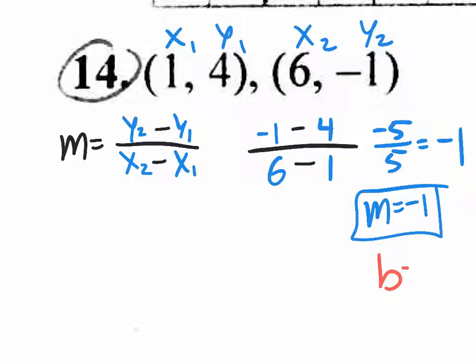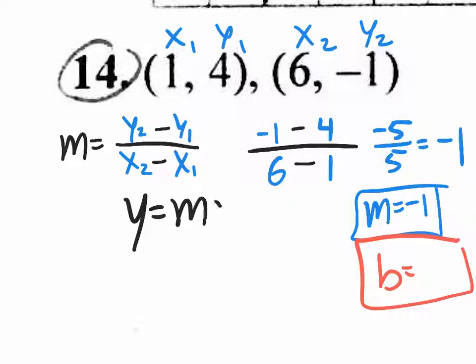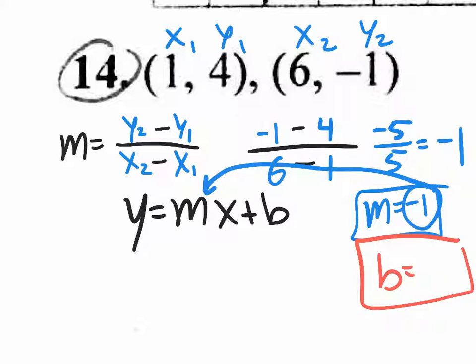We also need the b value. And in order to find the b value, we're going to take what we have so far and put it all into the equation y equals mx plus b. So let me write it out. Y equals mx plus b. So I need an m value. We already found that. That was negative 1. Let me put that right here. So that's a negative 1 right there. I need to multiply it by x. And I also need a y value.